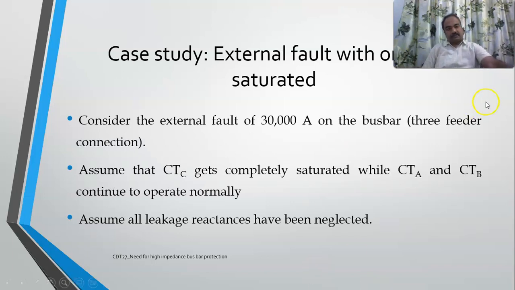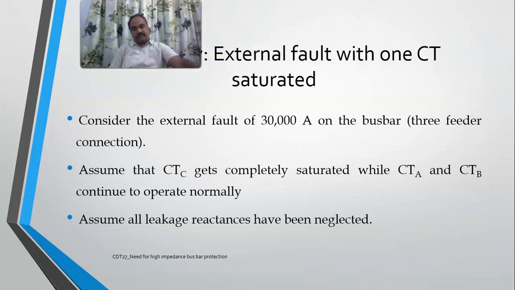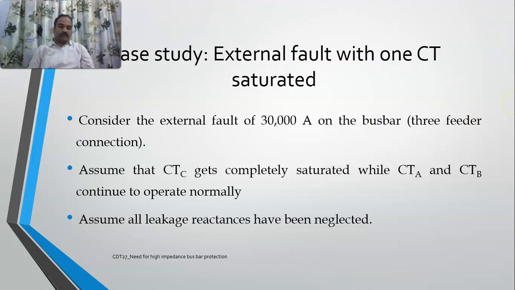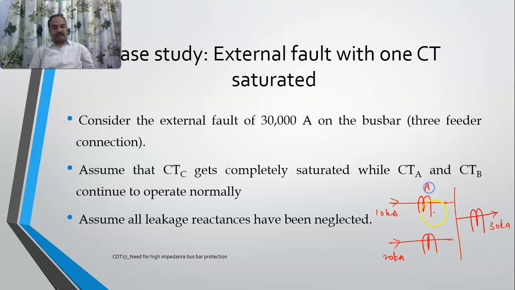We have seen in the last lecture that we have a 3-feeder system. Let us suppose we have a 3-feeder system. Two incoming feeders are there. One is carrying 10 kiloamperes, the other one is carrying 20 kiloamperes, and there is an outgoing feeder of 30 kiloamperes. This is A, this is B, and this is C. These are the CTs which are placed on these feeders. Now these two will sum up.